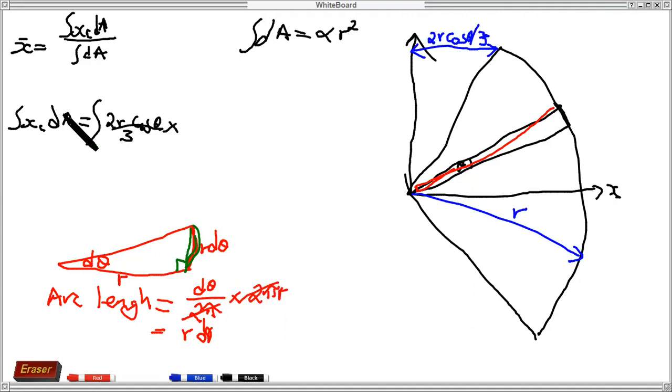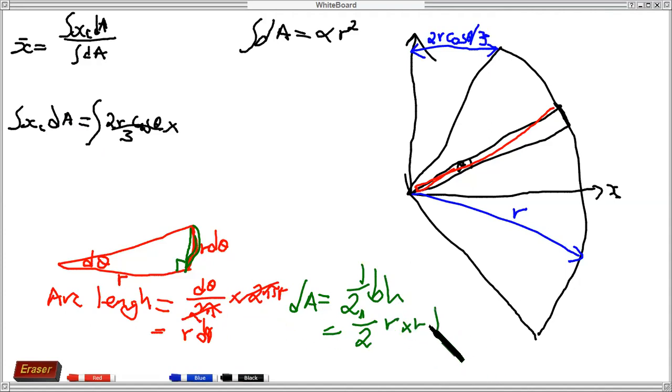So the area now, that dA, because we are using something like a triangle, is just that usual triangle formula. So you use 1/2 times the base, which will be r, times the height, which is r times d phi, that angle. So we're going to have 1/2 r squared times d phi.